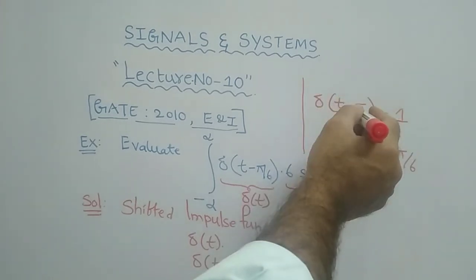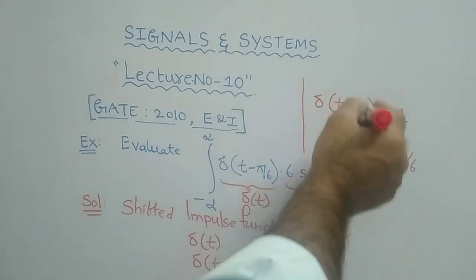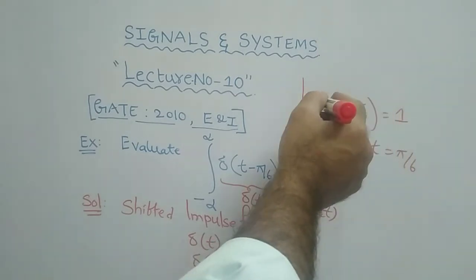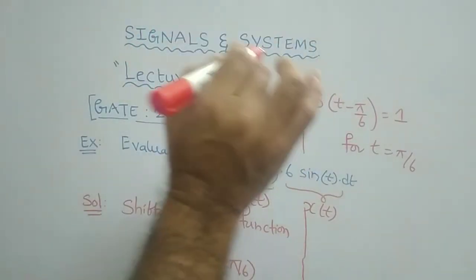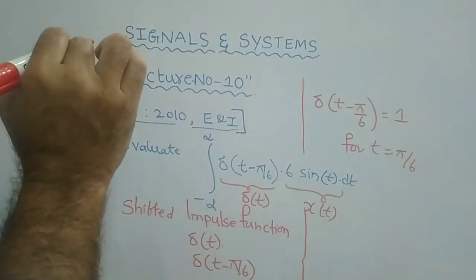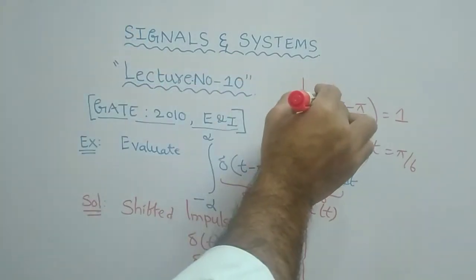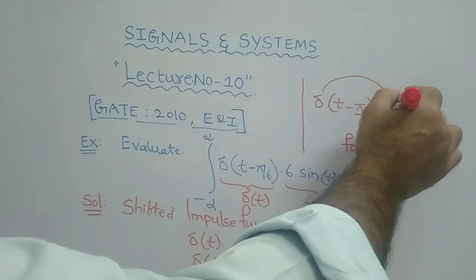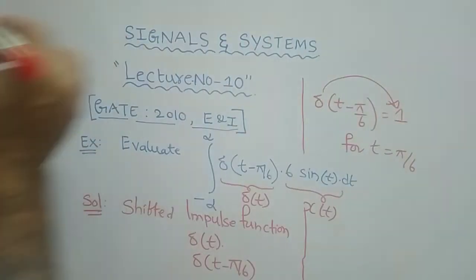So delta of t equal to 1. For what value of t is it equal to 1? When the time should be 0. In order for delta of t to be 1, you must always remember that your time t will be 0. You must equate this to 0 in such a way that your delta of t value becomes 1.